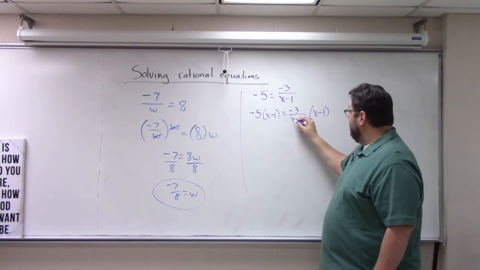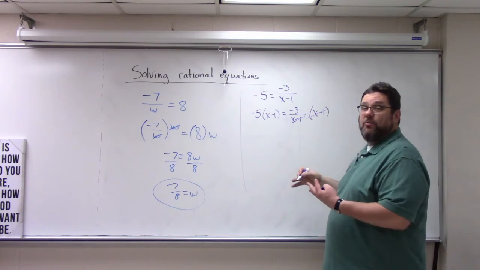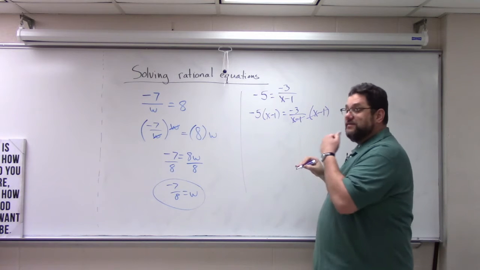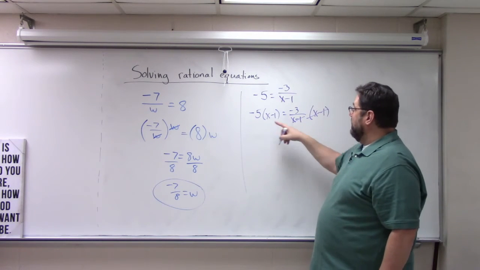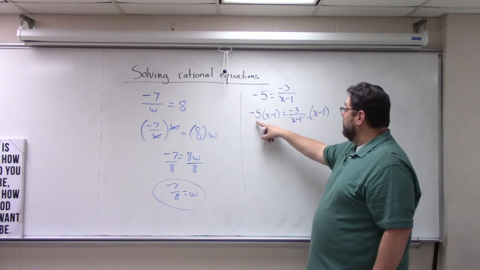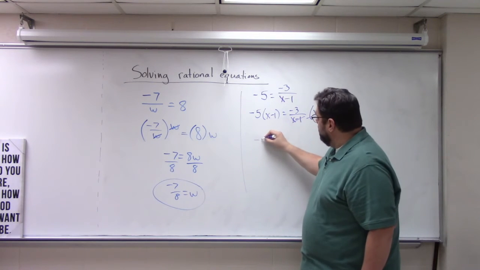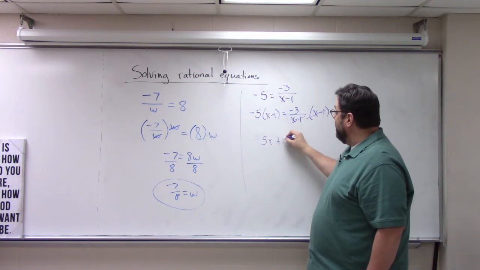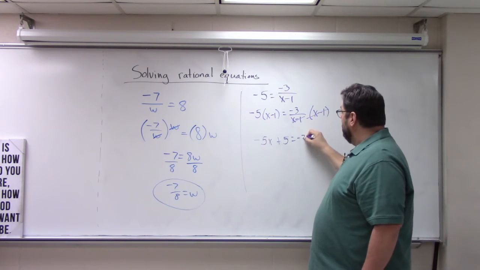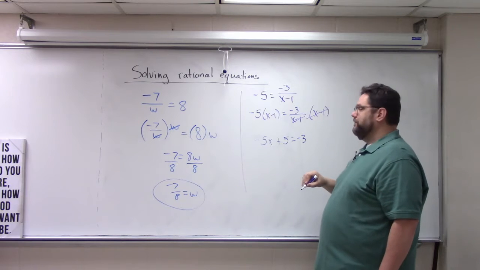So I'm going to multiply both sides by that. All right, again, these are going to cross out. That's kind of what I'm doing. The reason I'm multiplying is to cancel those out. So now let's look at what's left. I have -5 times x. I'm going to distribute over here: -5x. -5 times -1, that's +5, equals -3.